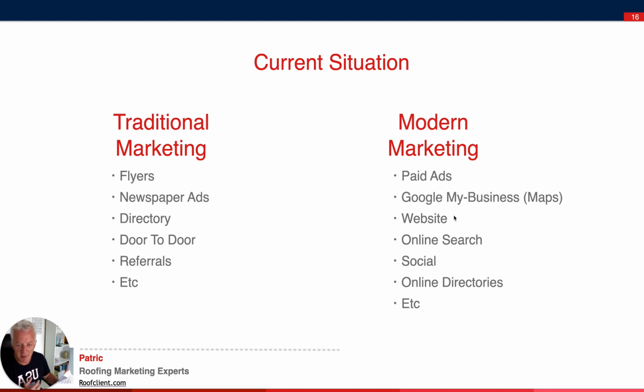The modern system in marketing is digital marketing, which is mainly paid ads, Google My Business, which is the maps, and then you have the website for your SEO, online search, social media, and online directories. They're all the digital marketing platforms and systems, and we're going to talk about which of these you use, what the outcomes are, and which one is the best one.